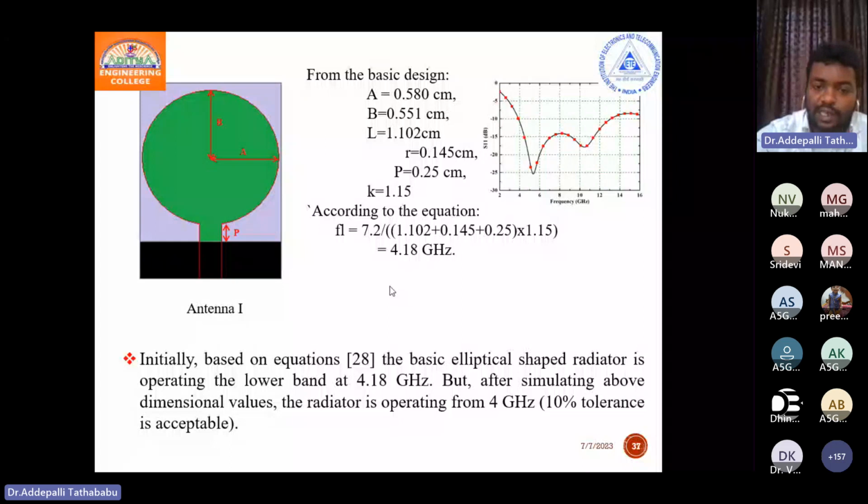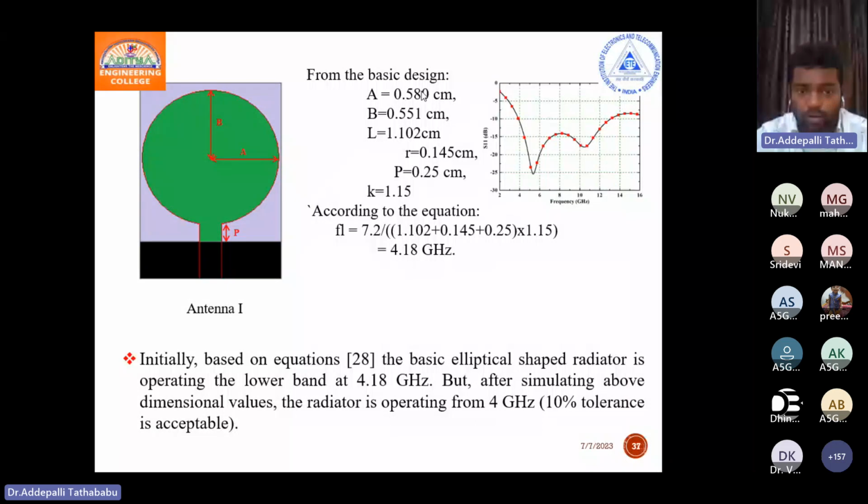By placing another antenna, automatically the lower band will decrease. That's why I have chosen 4.8. If I place one more antenna here, due to reflection from this antenna, the lower band of this antenna will reduce. I have observed this in many designs I have designed. That's why I have chosen around 4 gigahertz.